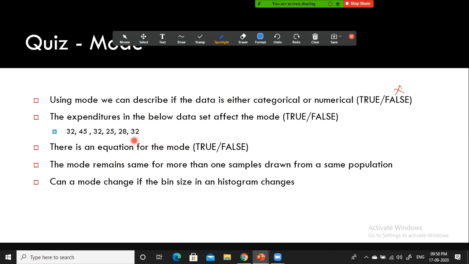Can someone tell me? Yes, right? 32 and 32, 32. We have a mode in it and it is true. And the next one, there is an equation for the mode. False. There is no formula for this.